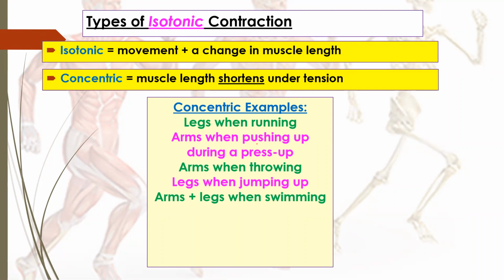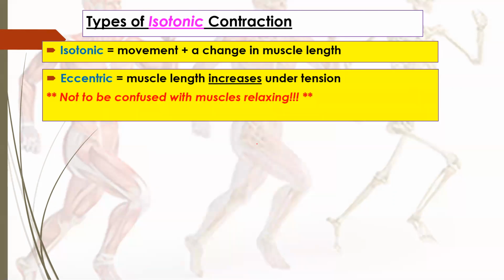Now, I said before that in sport, you've got more isotonic contractions than isometric, and in sport, you will have significantly more concentric contractions than the opposite one, which we're going to look at in a minute, which is eccentric. Okay, most sporting actions are concentric. Key thing with that is that muscle length shortens under tension. Now, the opposite of that is an eccentric muscular contraction.